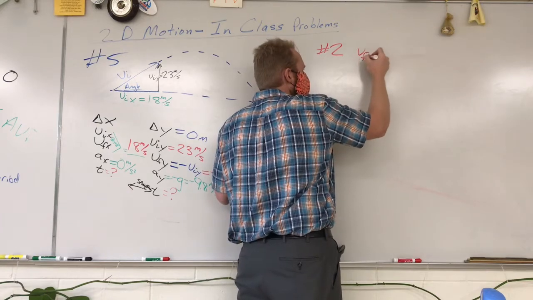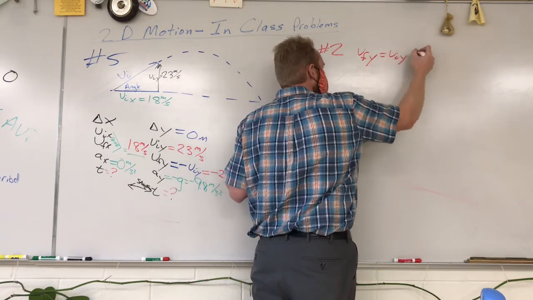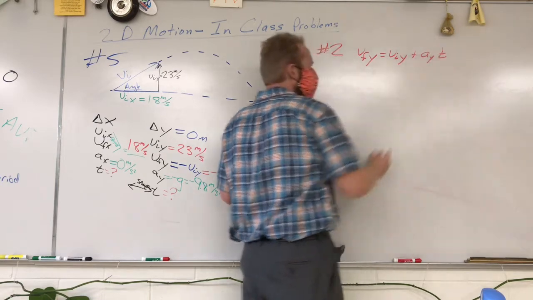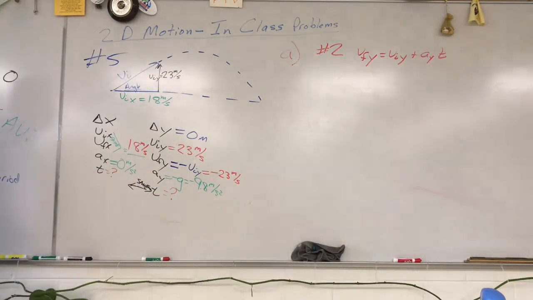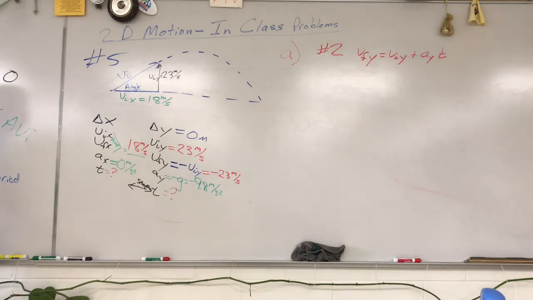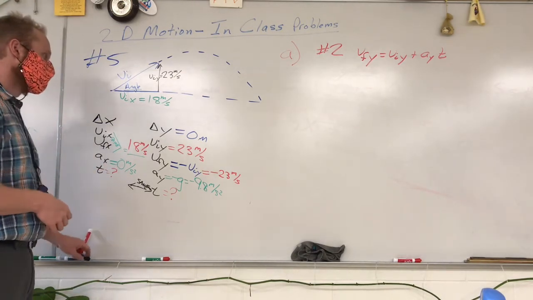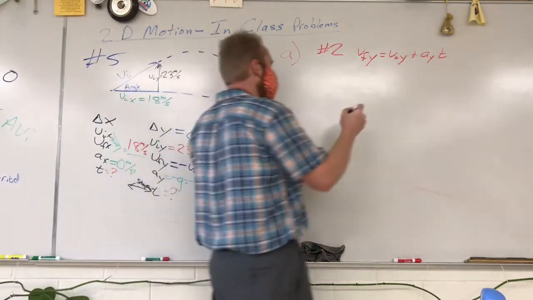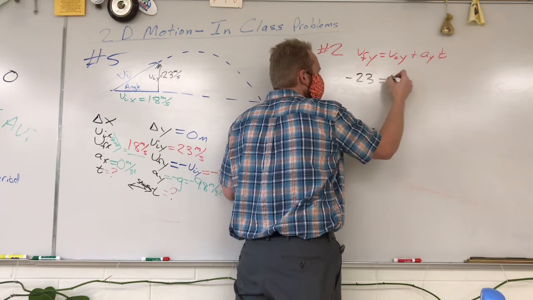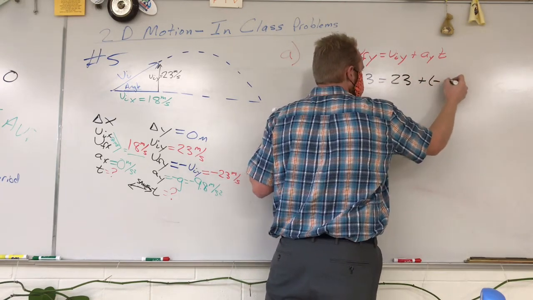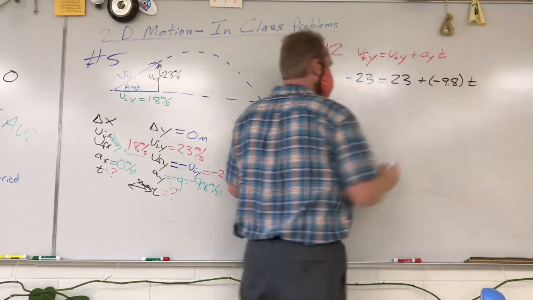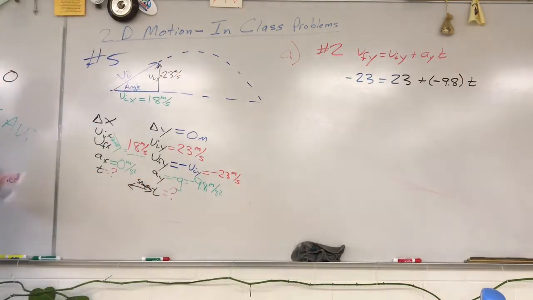Equation number 2 was VFY is equal to VIY plus AY times t. I like equation number 2, nothing's squared, it's not like an addition with a divided by. It's relatively simple. There is, however, a pretty common math error people make in this next step. So I'll point it out. So we just plug in numbers. VFY is negative 23. VIY is positive 23. If you don't have that negative 23, you're going to get the wrong answer.